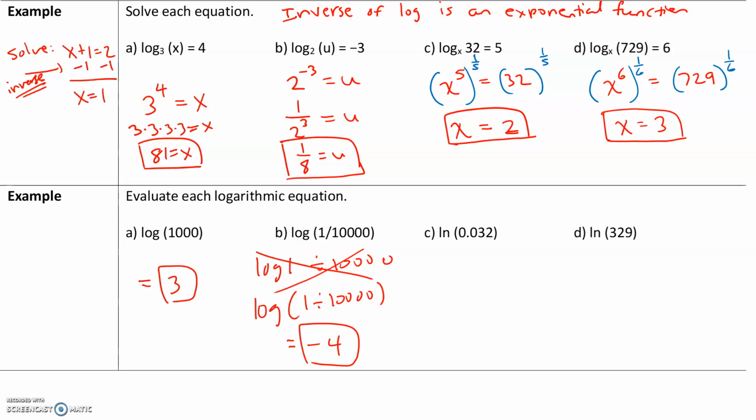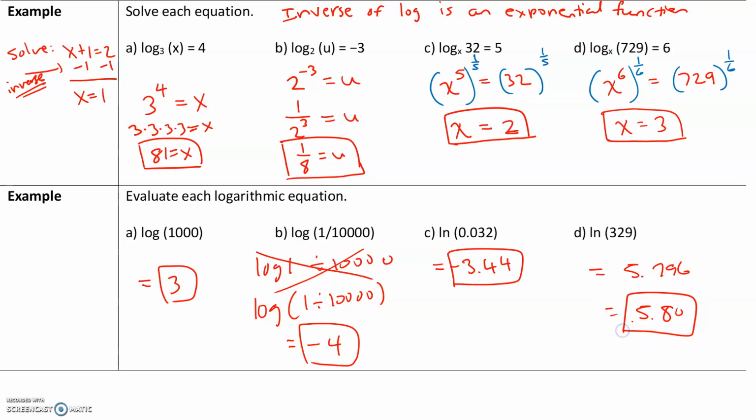The next one we have ln, which is the natural log of 0.032. So once again, all we're doing is putting this in a calculator, and we're going to get -3.44. Then lastly, we have the natural log, ln of 329. So let's take the natural log of 329, and we end up with 5.80. It's 5.796, but if we round that to 2 decimal places, this will give you 5.80. And that's it for this section.